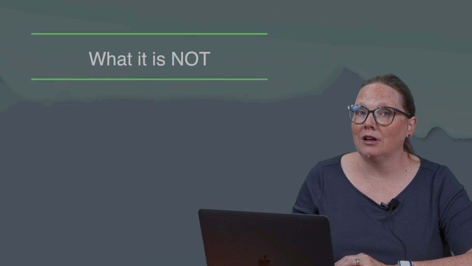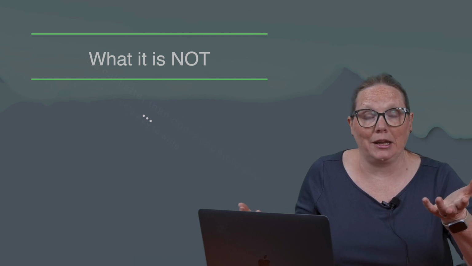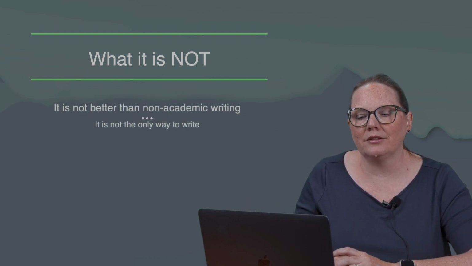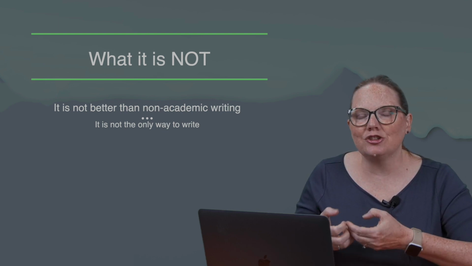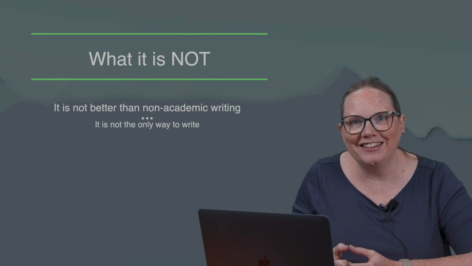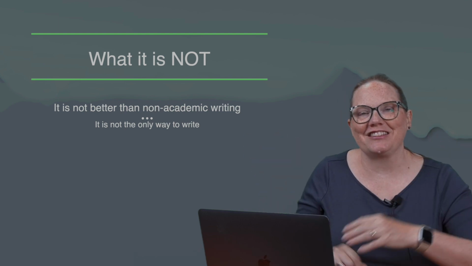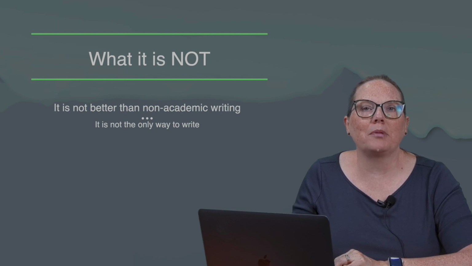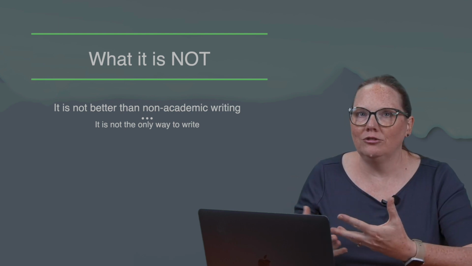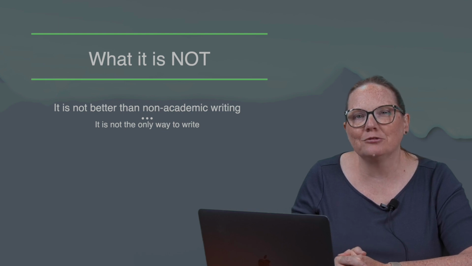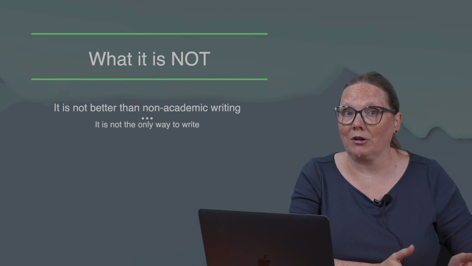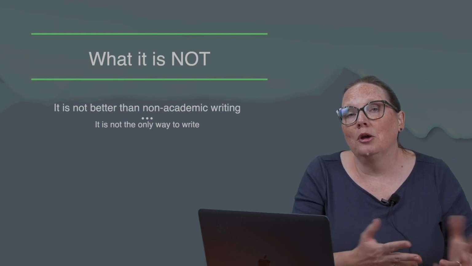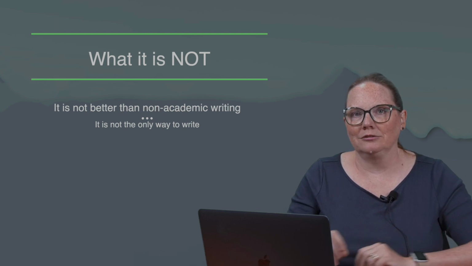What academic writing is not? It's not better than non-academic writing. It's just different. It is our context. So it's not the only way to write. If you're writing a text to your friend, you don't do that in academic writing structures. If you are talking with your parents on the phone, you don't use academic language, right? We have a time and a place for it. When it's a time and a place to use academic writing, it's important that you use it, but it's not better than other forms of language.